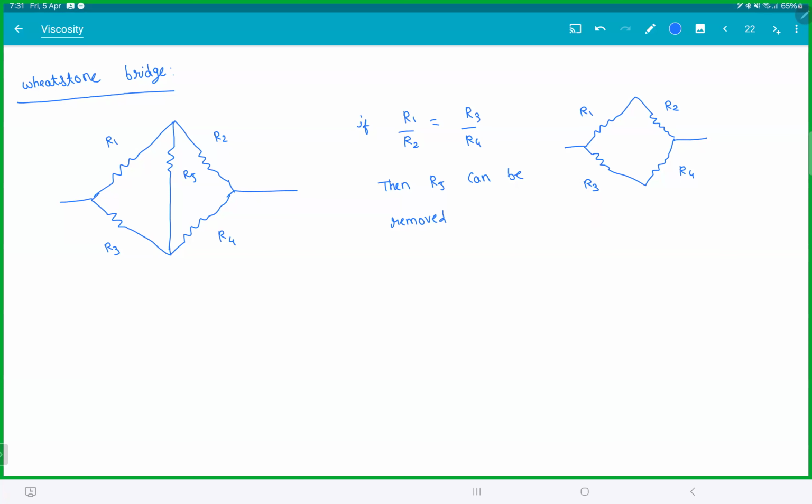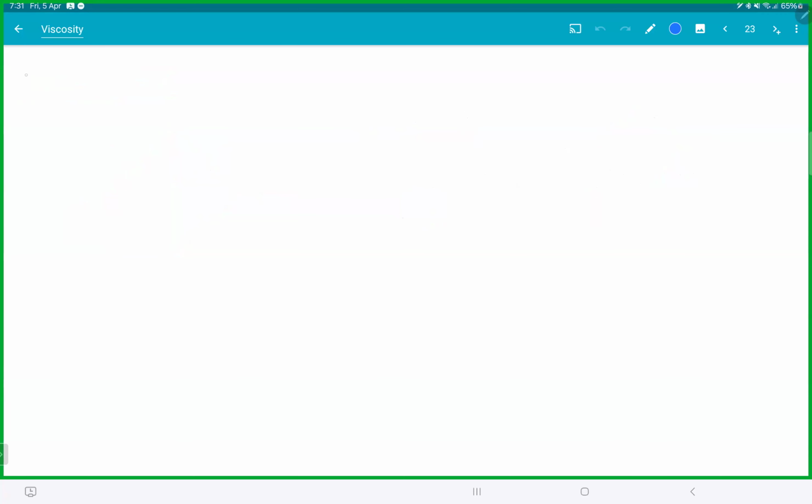Clear? Let's see some questions. You will remember there'll be a lot of similarity between this and the heat transfer questions. Same questions only.